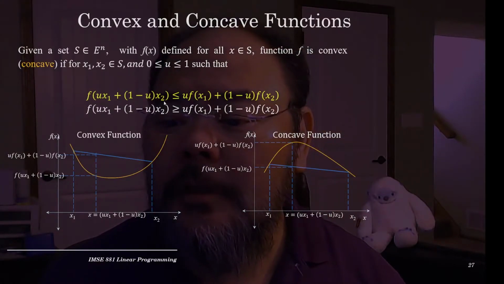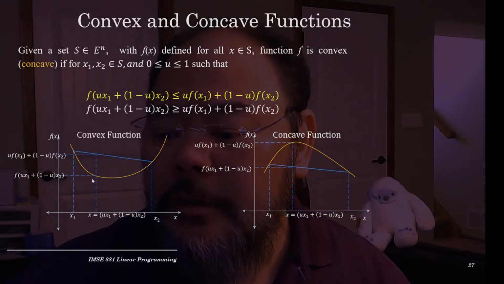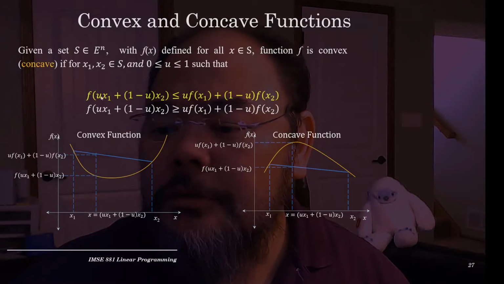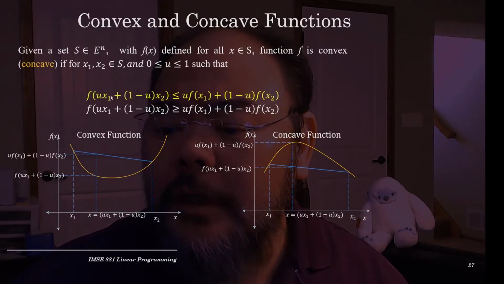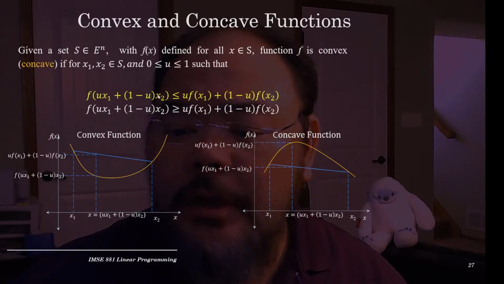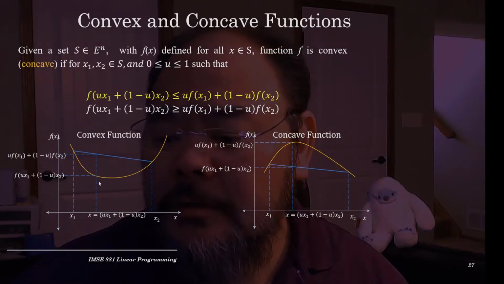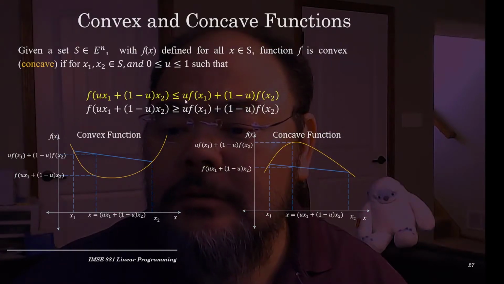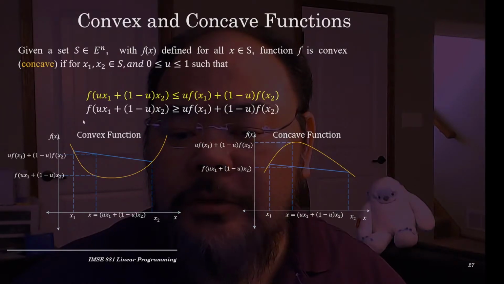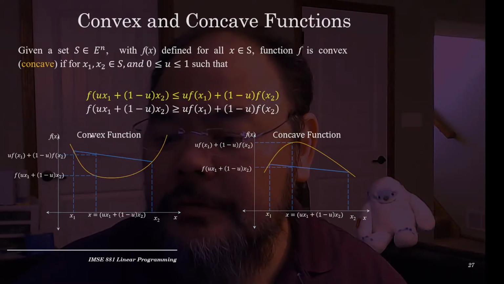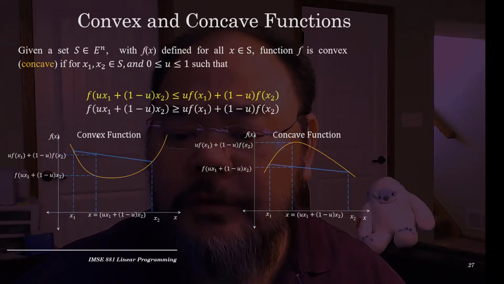Sorry, I made a typo right here. Actually, this value, which is f of u times x1 plus 1 minus u times x2, should be below this u times f of x1 plus 1 minus u times f of x2. So this is the convex function definition.